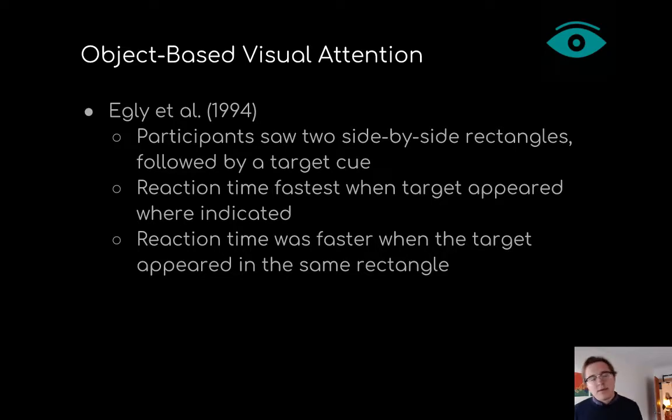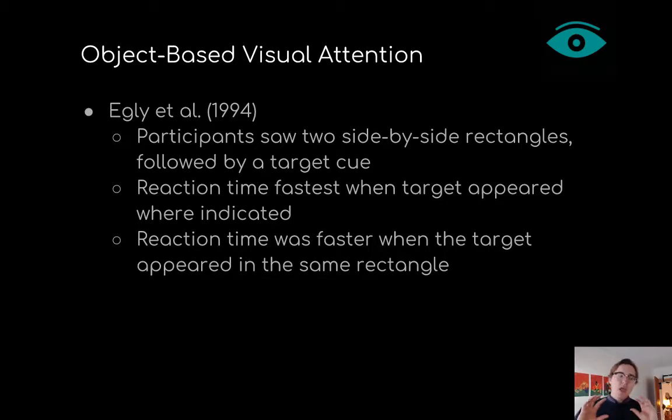And Egly et al. in '94 asked participants to look at two rectangles, so empty rectangles, basically. They looked at those two rectangles, and then they were shown a target cue. And they were the fastest to respond when the target appeared where they told them. So remember that example I gave before with the arrow pointing to either the right or the left, and then the target appearing on the right or the left.